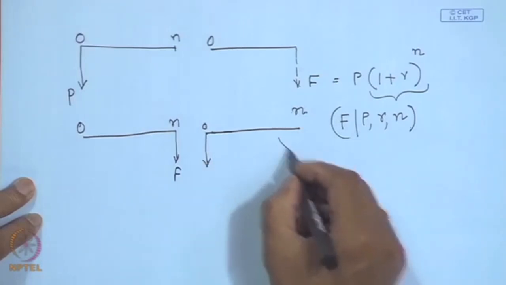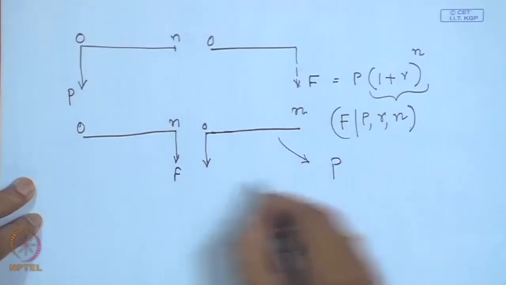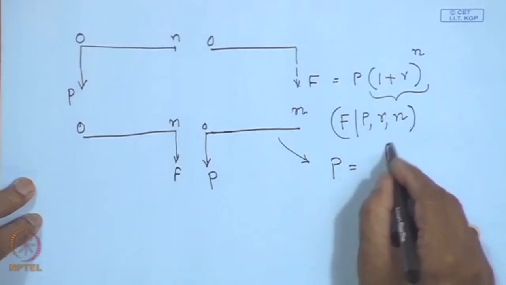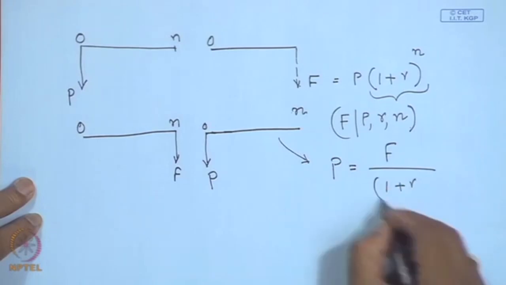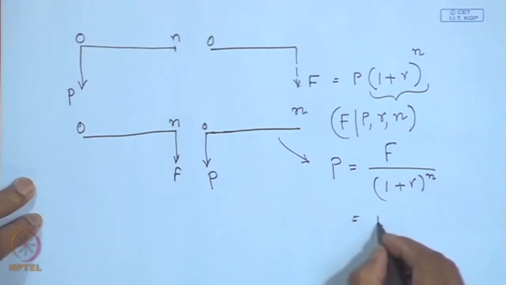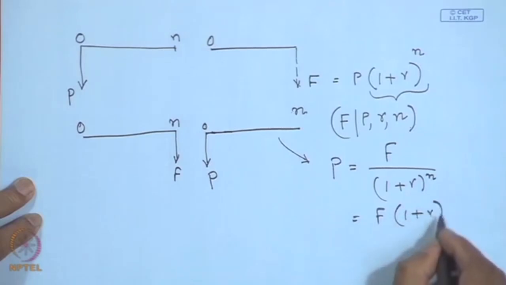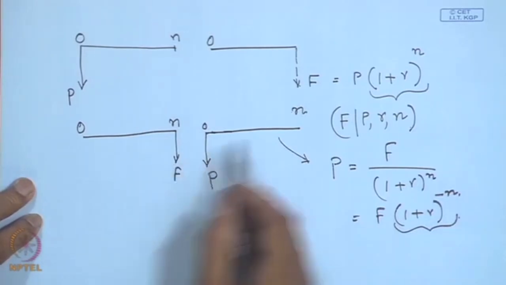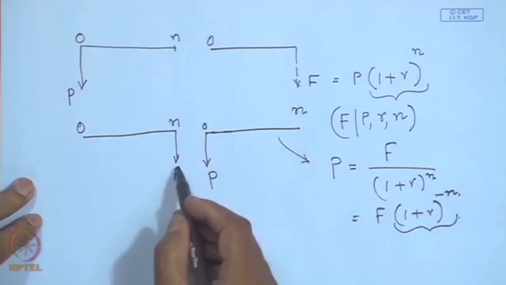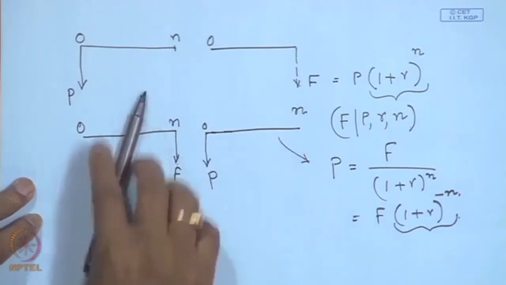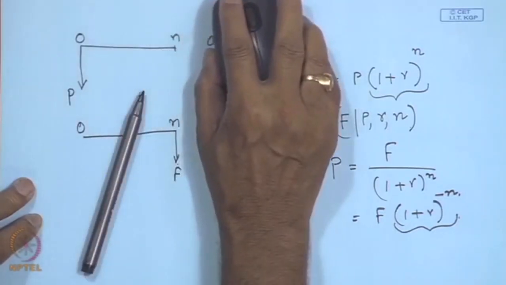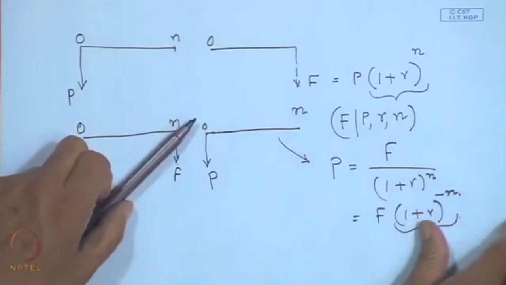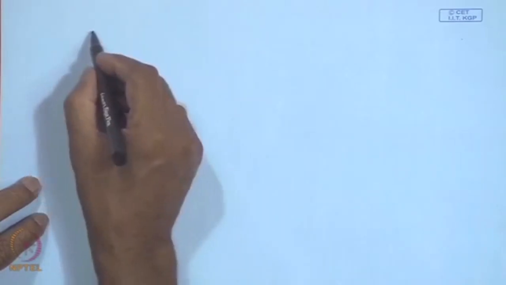Then it is just the reverse. P equals F divided by 1 plus r to the power n, or it is equal to F into 1 plus r to the power minus n. This factor is once again a case of single payment, but we are trying to find out the present worth of F. So, it is called single payment present worth factor. The third case is equal payment series compound amount factor.